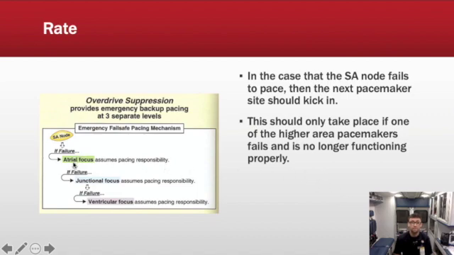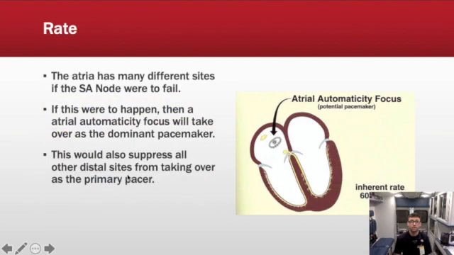So the SA node, if it fails, we're going to have atrial foci, and we're going to start seeing those ectopic sites that are going to start taking over as the primary pacemaker. Again, this should only take place if one of the higher area pacemakers fails and it's no longer functioning. So if the atrial foci is not properly pacing, then the junctional focus takes over responsibility. If the junctional focus fails, then the ventricles are now going to take over.